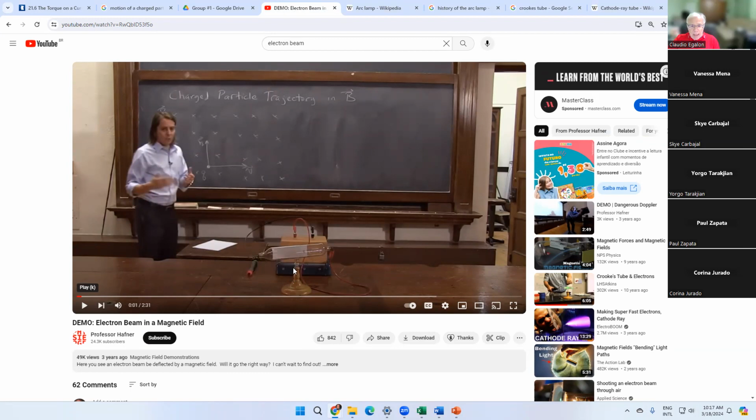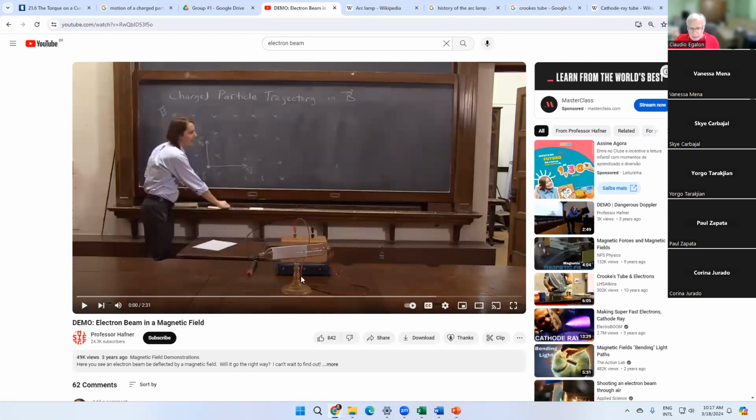What you see here in the back, this yellow box, is the power source of the Crookes tube. It's a high voltage, 5,000 volts. And you gotta be careful about handling this thing. Okay, and let's take a look at this video so you can see how it works. I will try to do some explanations along the way as he describes. Here you go, electron beam in a magnetic field, okay?